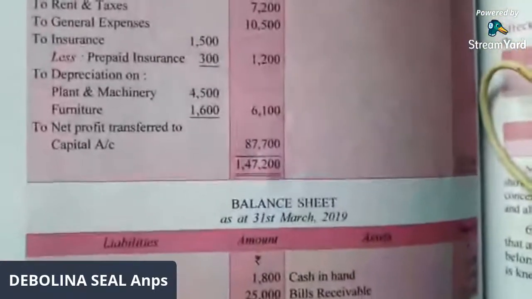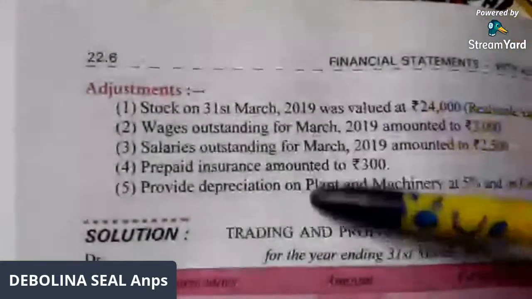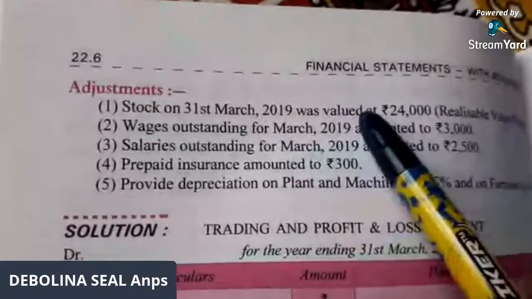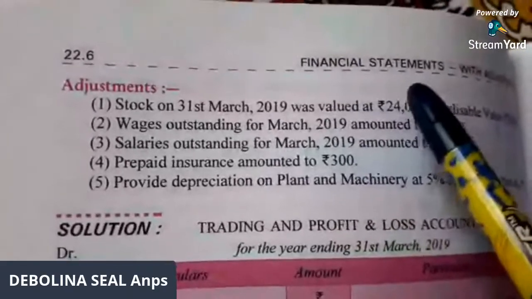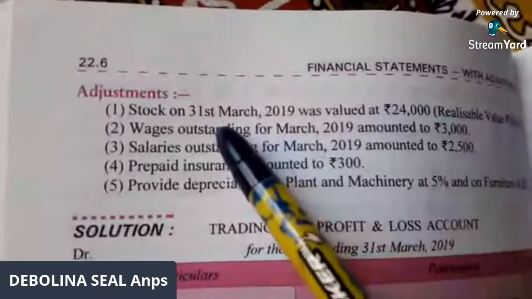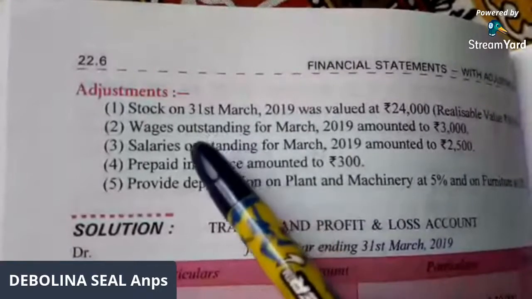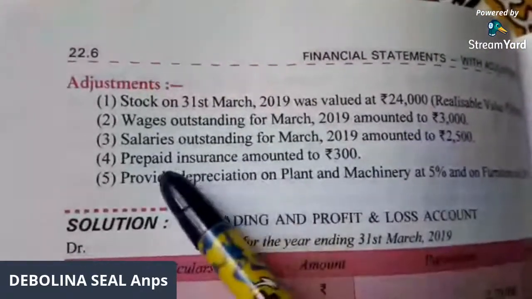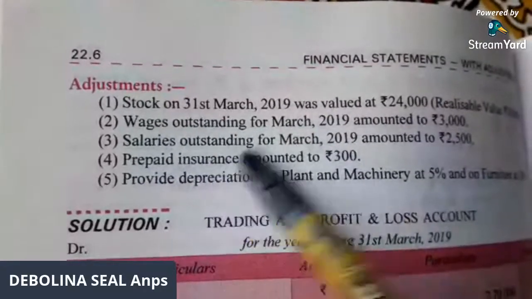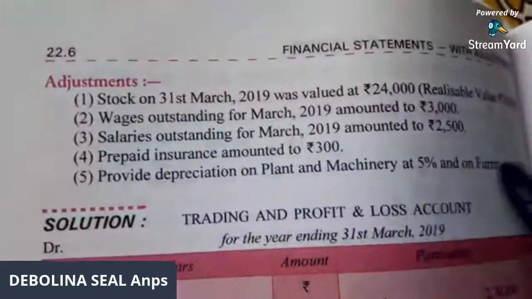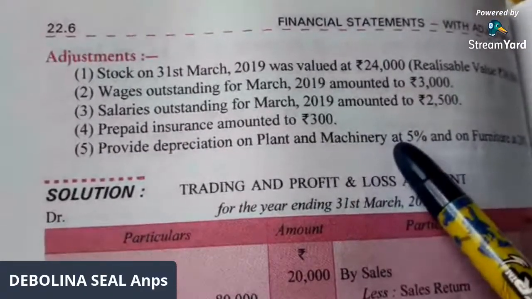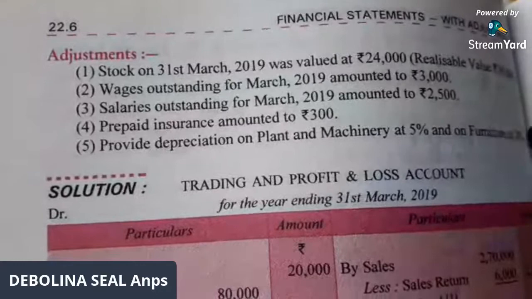Okay, now finally we will come to the balance sheet, and all these five items will appear in the balance sheet. Closing stock, 24,000, will come on the asset side. Wages outstanding and salaries outstanding, these two will come on the liability side. Prepaid insurance will come on the asset side, and when plant and machinery and furniture are written, 5% depreciation will be deducted from plant and machinery, and 20% from furniture.